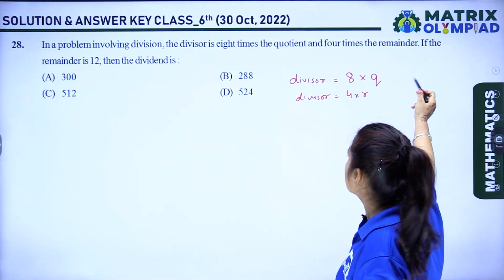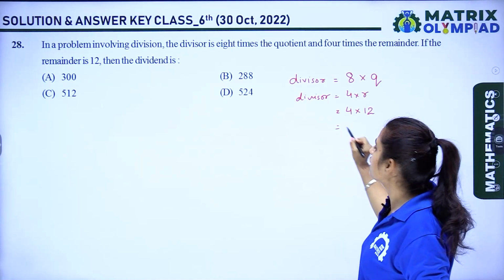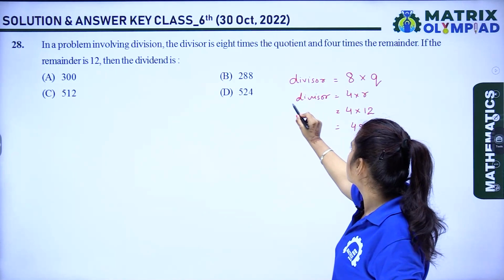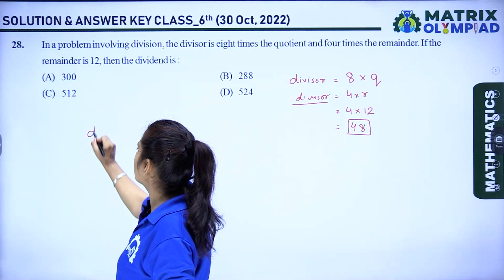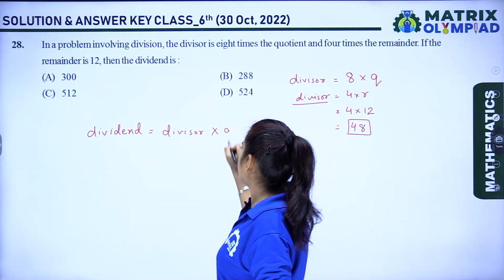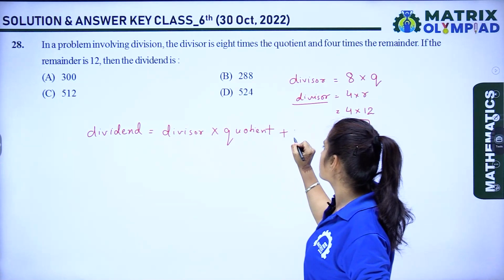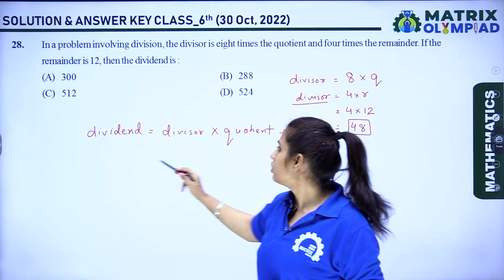If the remainder is 12, now we are given with the remainder. So, we can write here 4 multiplied by 12, that is 48. So, we get the divisor, that is 48. Then we have to find out the dividend. Now, for finding out the dividend, we use the formula. Dividend is equal to divisor multiplied by quotient plus remainder. Now, we are given with the divisor, that is 48.